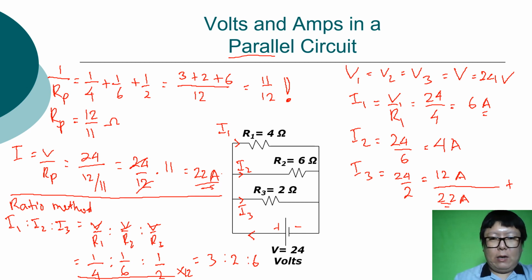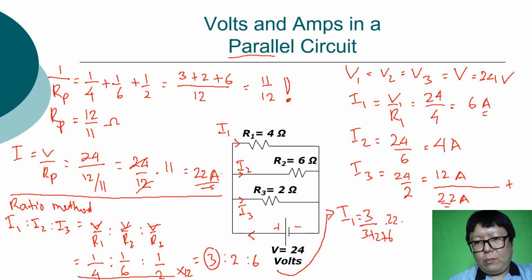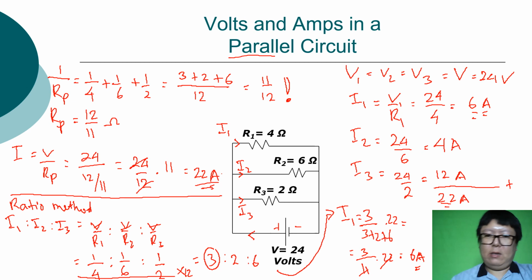So how to find the I1? Continue here. The I1 is 3, right? And we know that the total is the sum from this one. So 3 over 3 plus 2 plus 6 times 22. Then we get 3 over 11 times 22. Then you get the answer is 6 amps. The same, right?